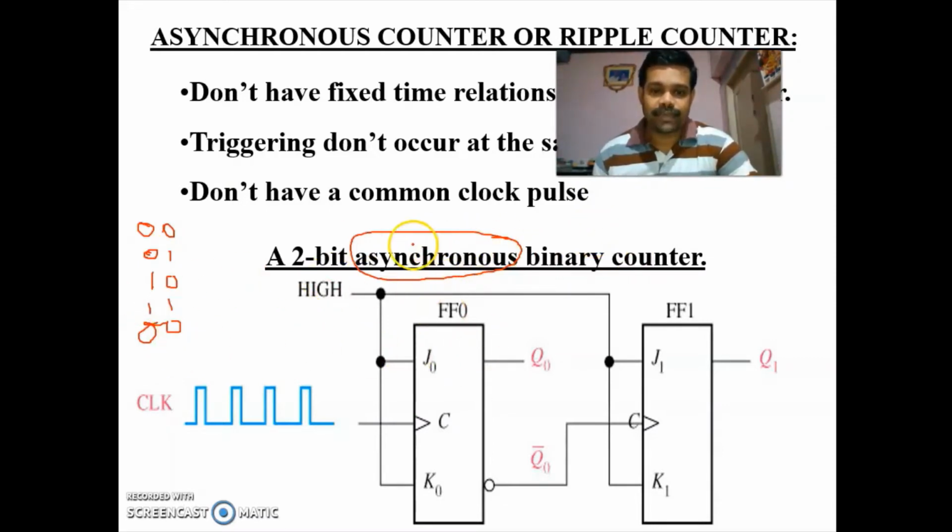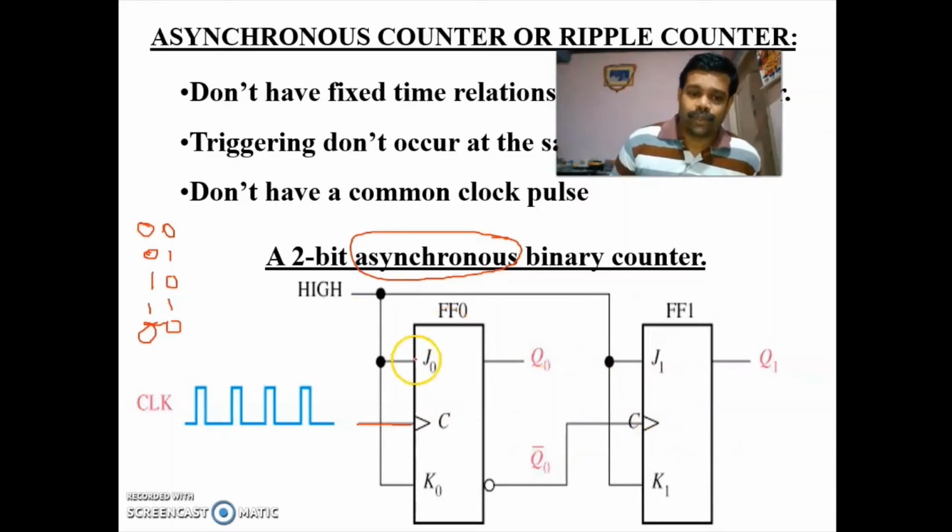The term asynchronous means you are not giving the clock to all the flip-flops at the same time. You are giving the clock directly to the first flip-flop, and for the second one and the successive ones, you take the complement output of the previous stage and give it as the clock to the next stage.